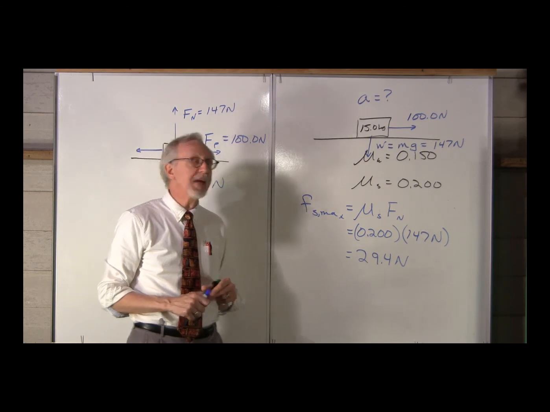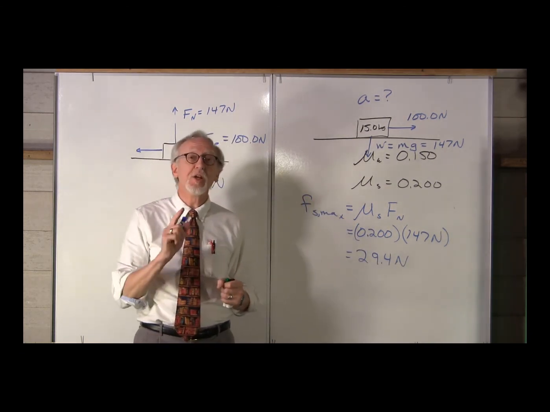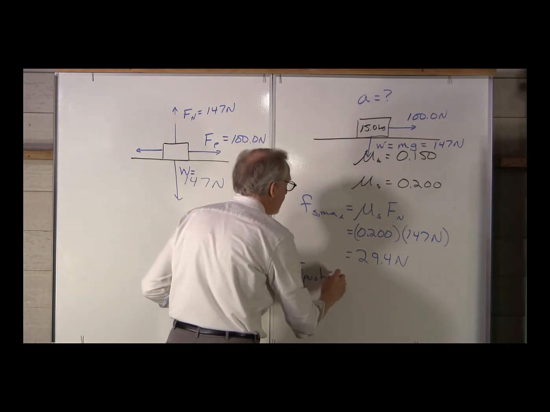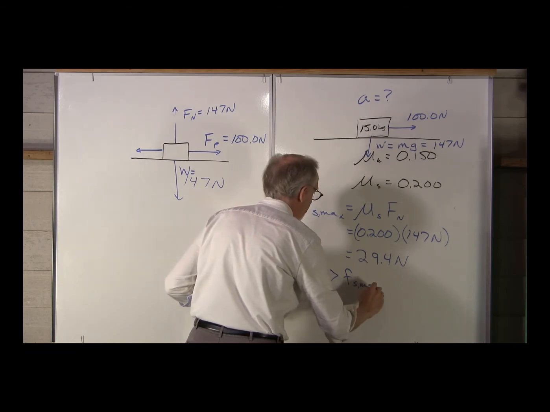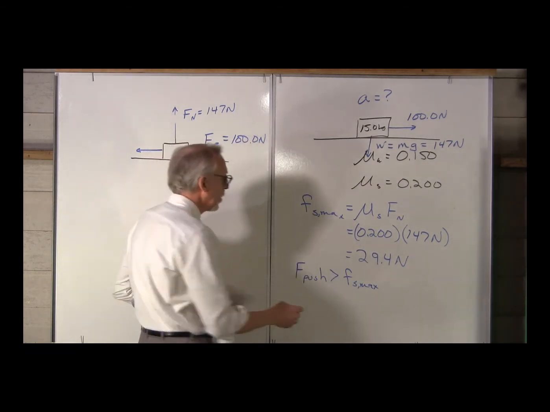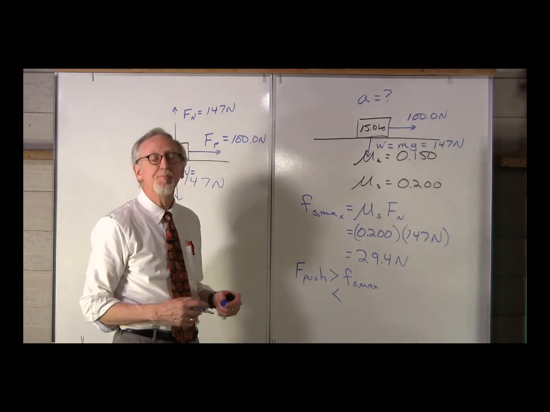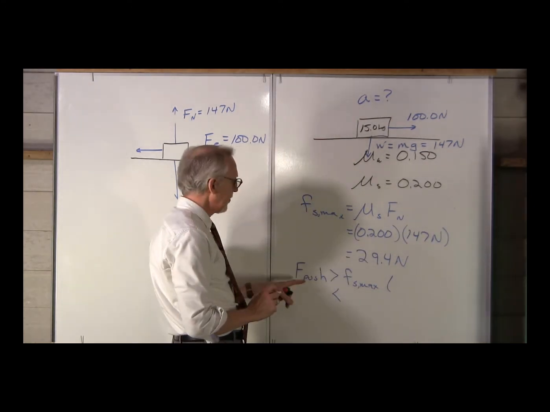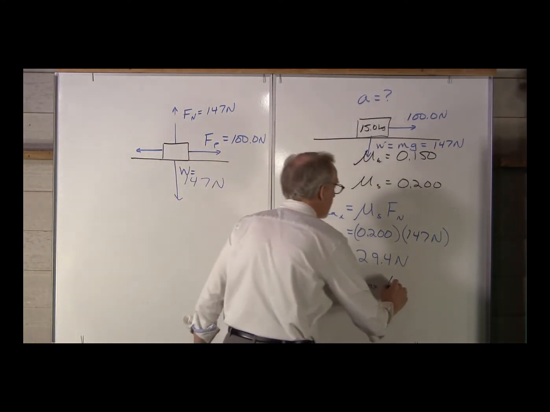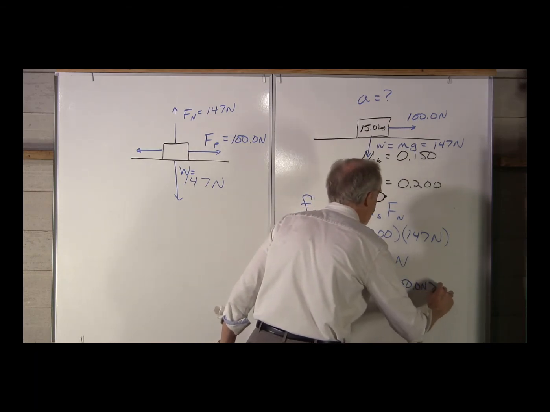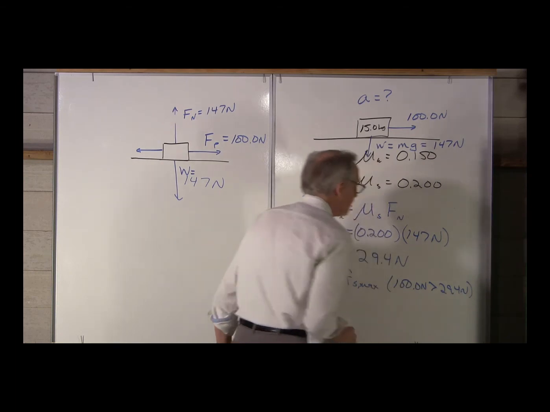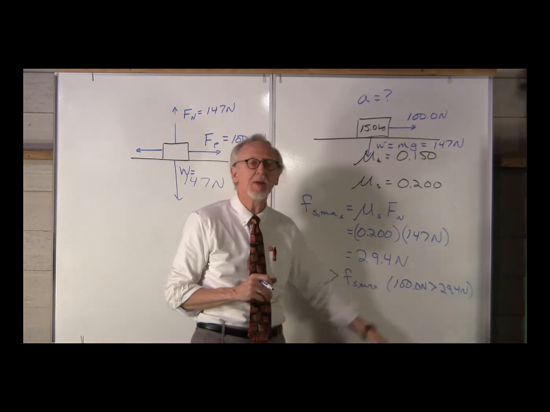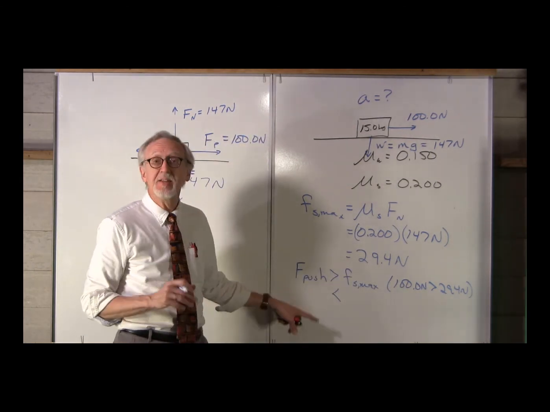To explain your reasoning as to whether the block slides or not, what you need to say is that F push is either greater than Fs max if it slides, or it's less than Fs max if it does not slide. And then it's a good thing to put the numbers in there. For example, F push is greater than Fs max. In other words, 100 newtons is greater than 29.4 newtons. Or, as in the first problem, 10 newtons is less than 29.4 newtons, to emphasize if it does not move.